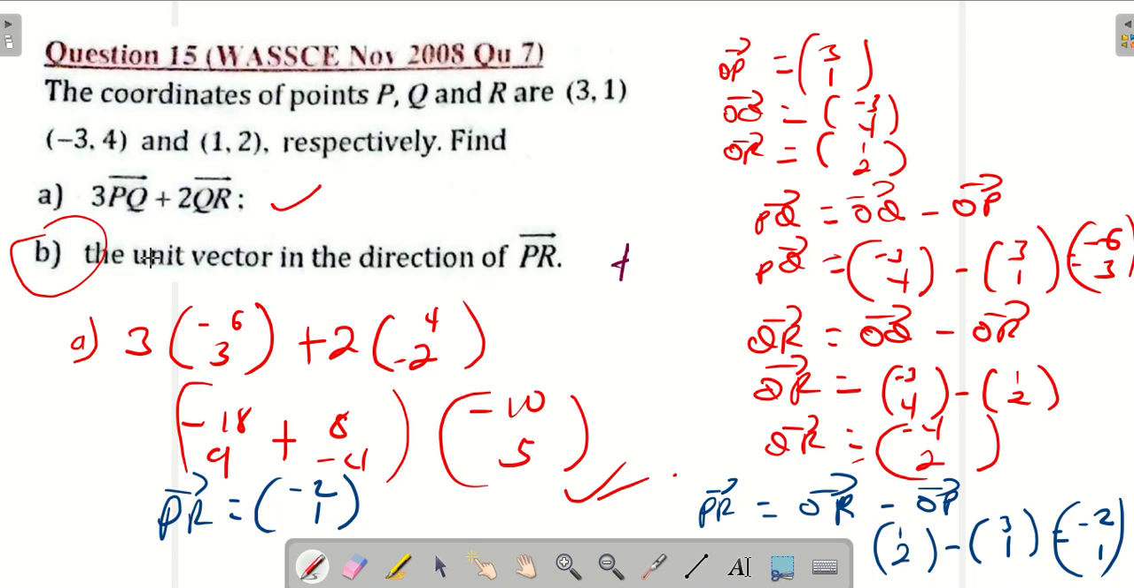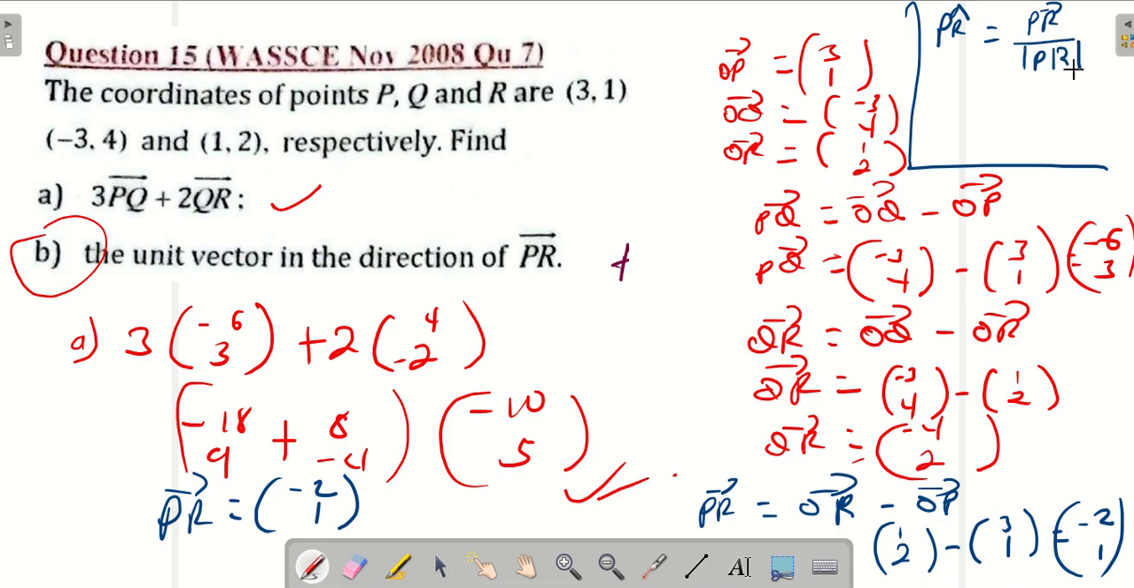Now the question says we should find the unit vector in the direction of this vector. So all we need to do is, always remember the formula, the unit vector, which is PR hat, is equal to the vector itself, which is PR, over its magnitude.